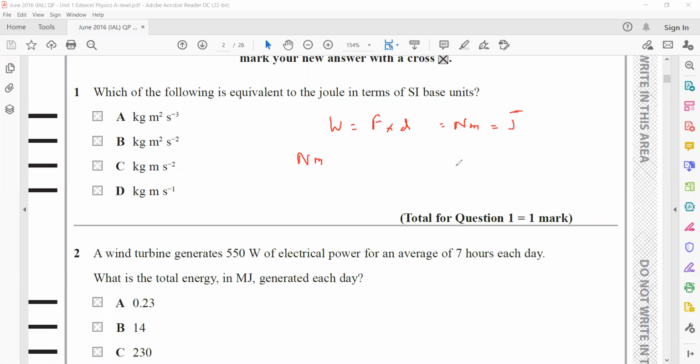And what about Newton? We know F equals ma. The unit of mass is kilogram and the unit of acceleration is meter per second square. So kilogram meter per second square is equivalent to Newton. In place of Newton, we can write kilogram meter per second square, multiplied by meter. So it will turn out to be kilogram meter square by second square, and if we move this to the numerator, it will be kilogram meter square second minus 2.